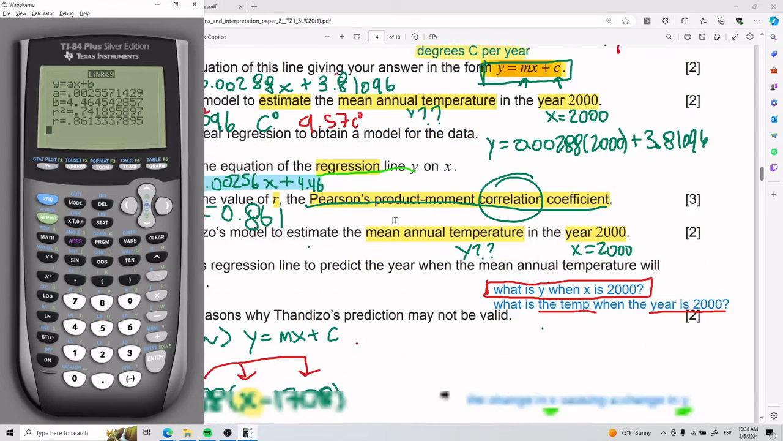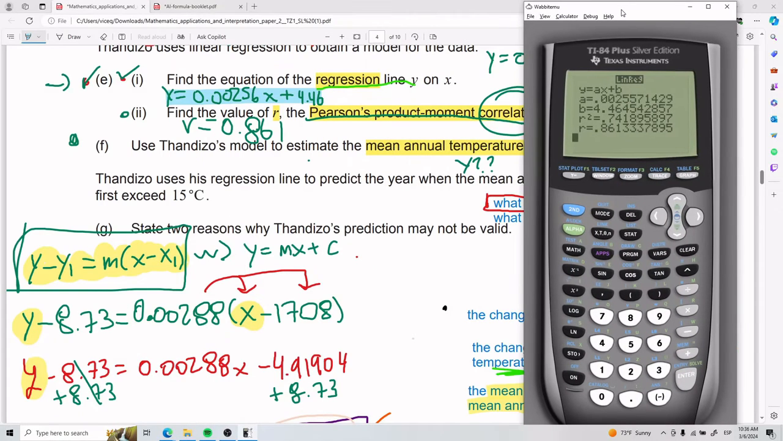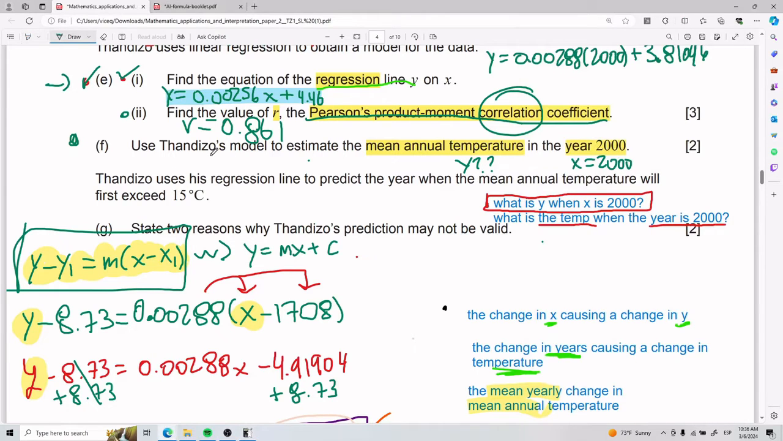See? This will look better. So we have 0.00256 times the famous 2000 plus 4.46. There it is, you guys. For part F, we have that the mean temperature for the year 2000, according to Thandizo's model, is 9.58 Celsius.